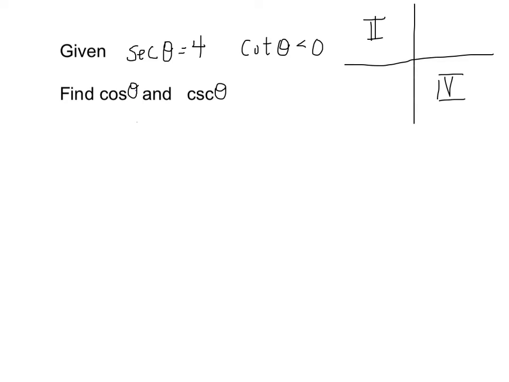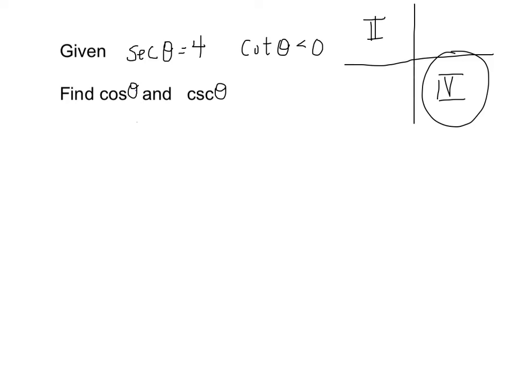That's this part right here. This part tells me that I'm dealing with the second or the fourth, and then I look at secant. Well, secant's also a reciprocal function. It's the reciprocal of cosine, and cosine is positive. So once again, we're looking at quadrant 4. I don't know why I'm picking on quadrant 4 tonight, but that's kind of where we are. All right, so what we want then is cosine and cosecant.